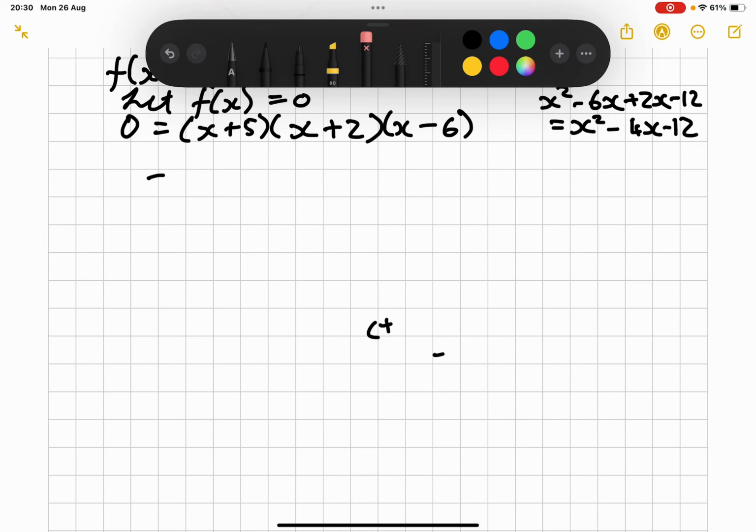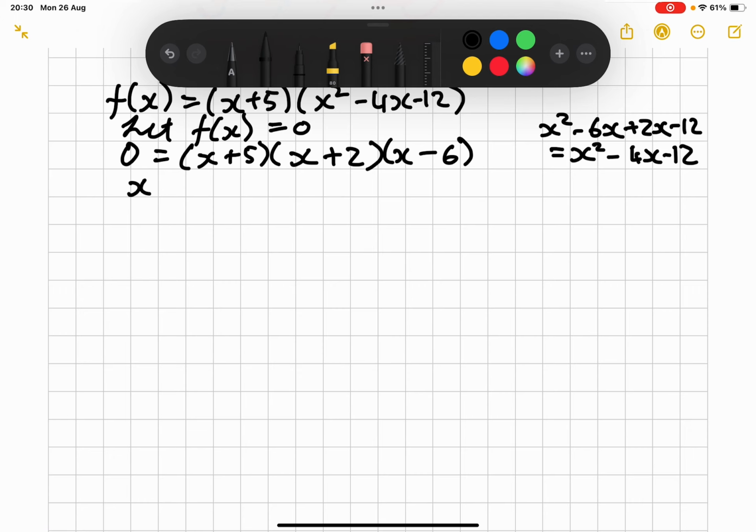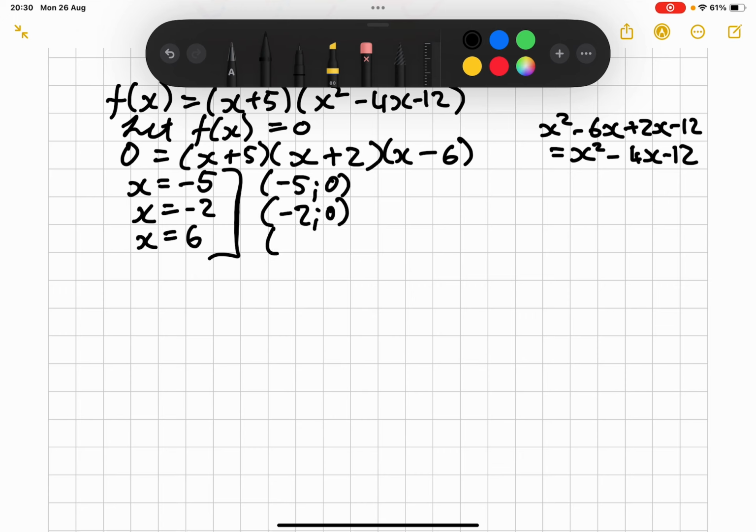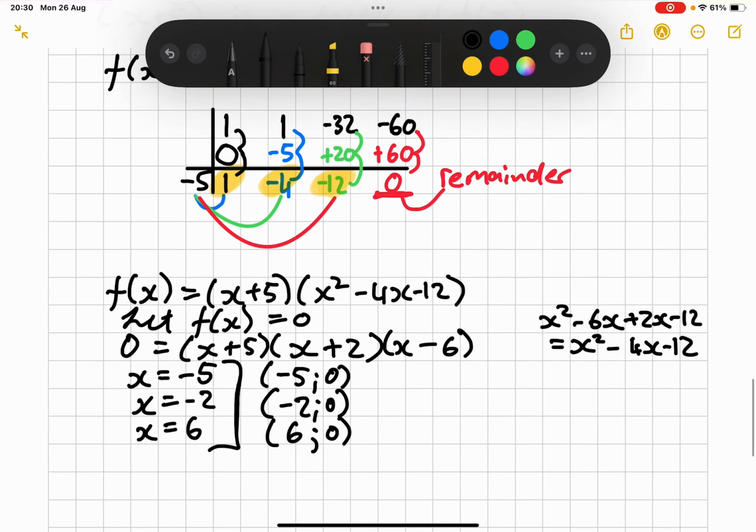Okay, so let me just erase that. And then, basically, that means that we have x is equal to negative 5, x is equal to negative 2, x is equal to 6. Those are going to be all your x-intercepts, with coordinates being negative 5, 0, negative 2, 0, and 6, 0. Okay, so those are your three x-intercepts.